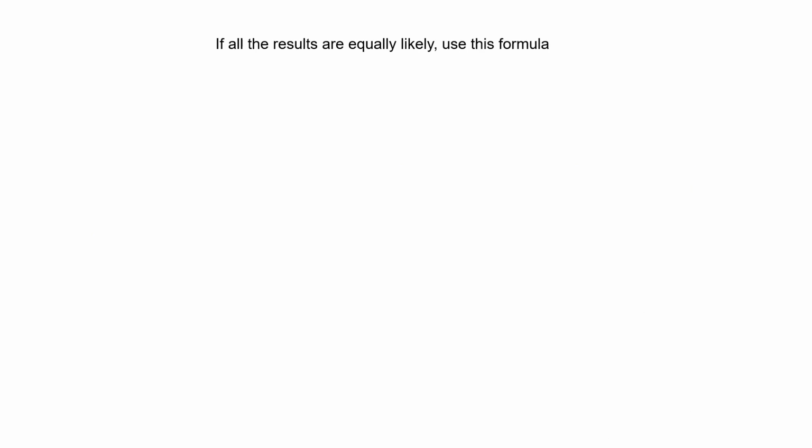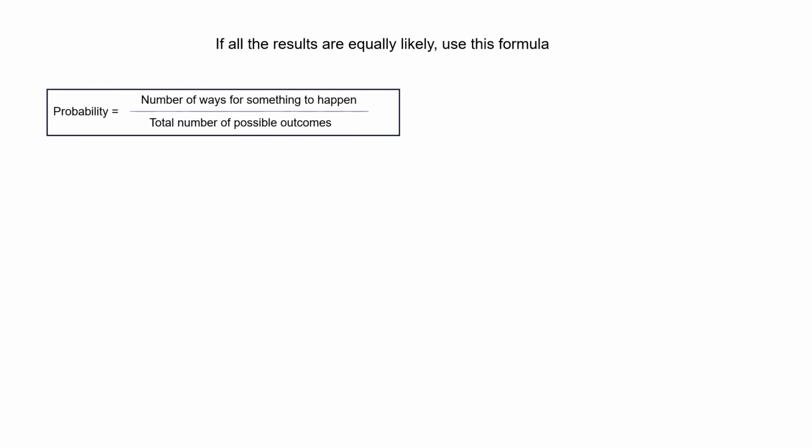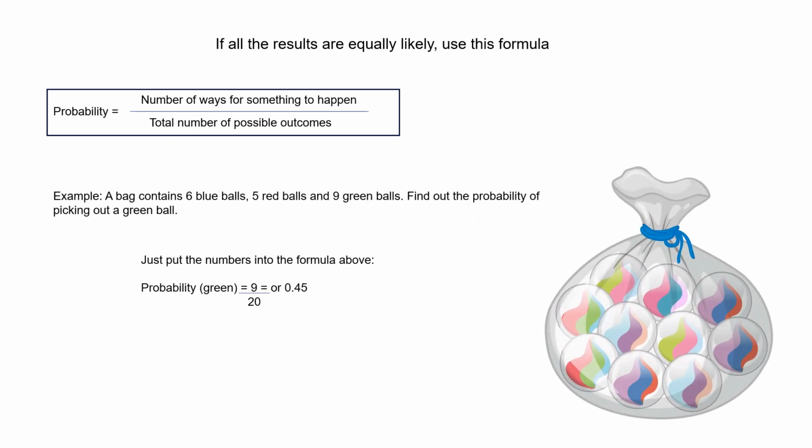If all the results are equally likely, use this formula. You can use this formula to find probabilities for a fair spinner, coin, or dice. A spinner or coin or dice is fair when it is equally likely to land on any of the sides. This formula works for all cases where all the possible results are equally likely. Like in this example, we can see there's an equal chance of picking any one ball.